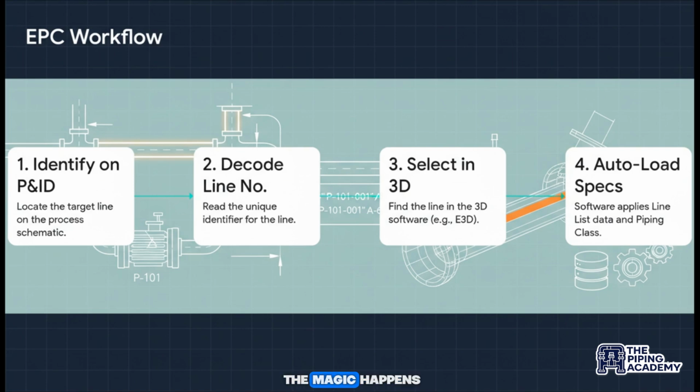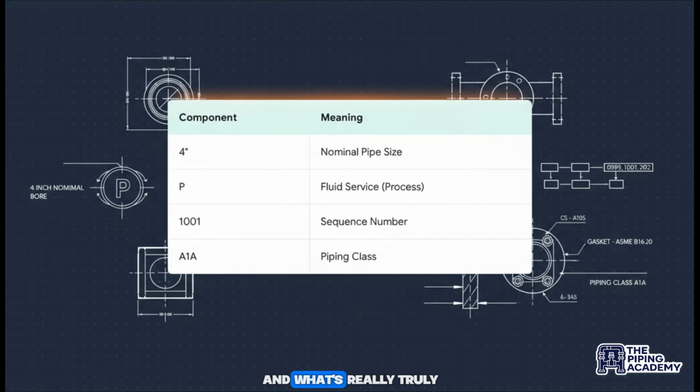And this is where the magic happens. The software automatically reaches out, pulls all the parameters from the line list, and then loads the correct components from the piping class. And what's really truly elegant about this system is just how much information is packed into a single line number. Take a look at this one, 4-inch P1001A1A. That little string of characters tells you everything you need to get started.